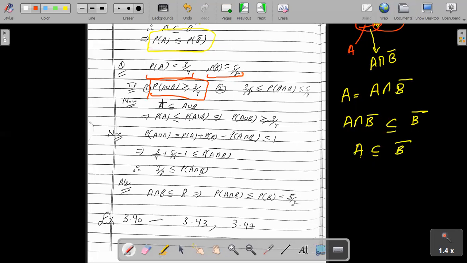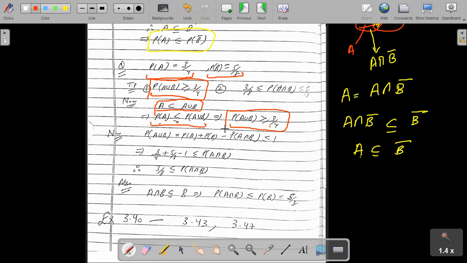So if you see, A is always a part of A union B. So obviously probability of A will be less than or equal to probability of A union B. And probability of A is given as 3/4. So from here we get that probability of A union B is greater than or equal to 3/4.